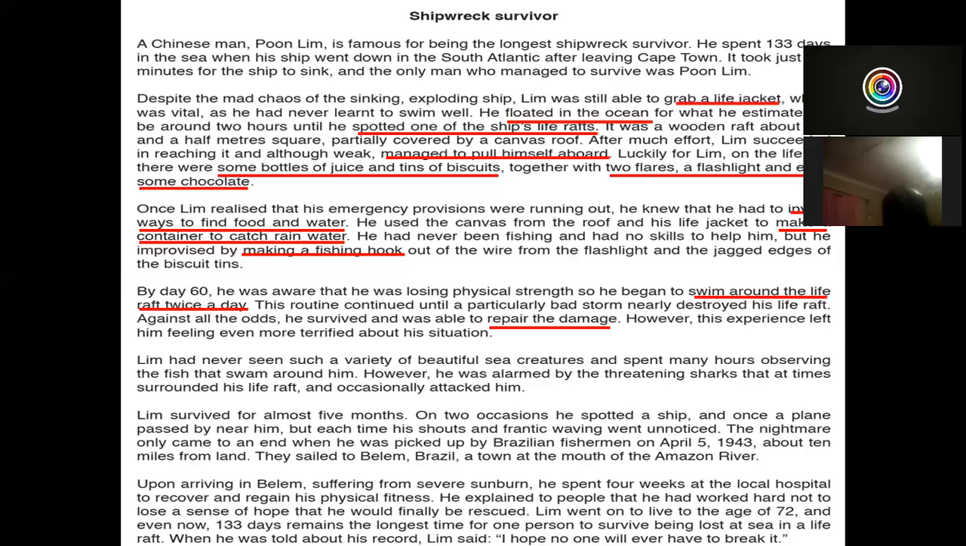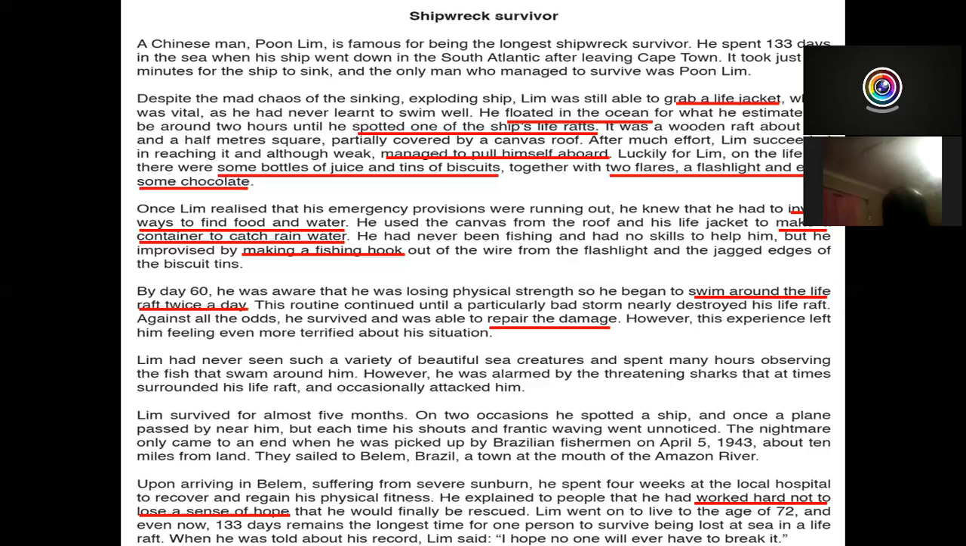Lim had never seen such a variety of beautiful sea creatures and spent many hours observing the fish that swam around him. However, he was alarmed by threatening sharks that at times surrounded his life raft and occasionally attacked him. Lim survived for almost 5 months. On 2 occasions, he spotted a ship and once a plane passed by near him, but each time his shouts and frantic waving went unnoticed. The nightmare only came to an end when he was picked up by Brazilian fishermen on 5 April 1943, about 10 miles from the land.